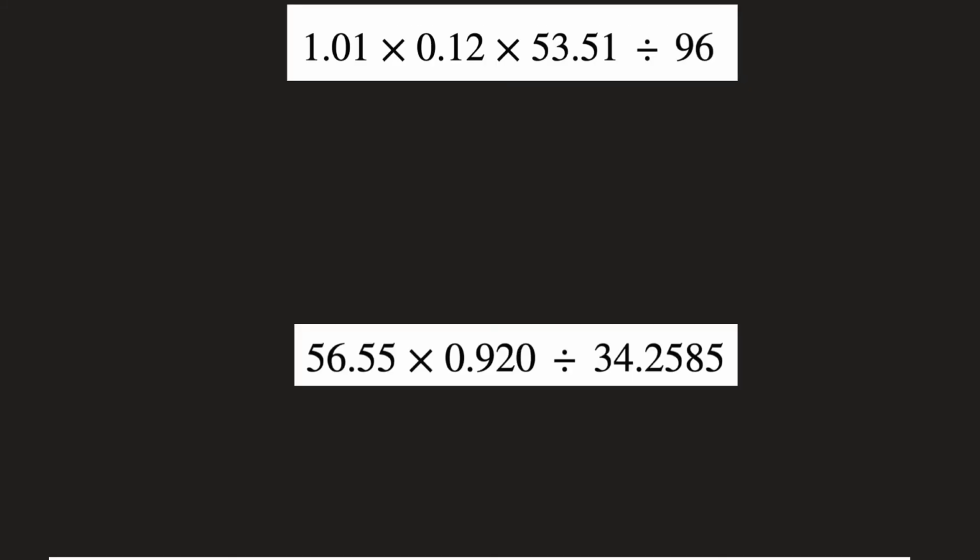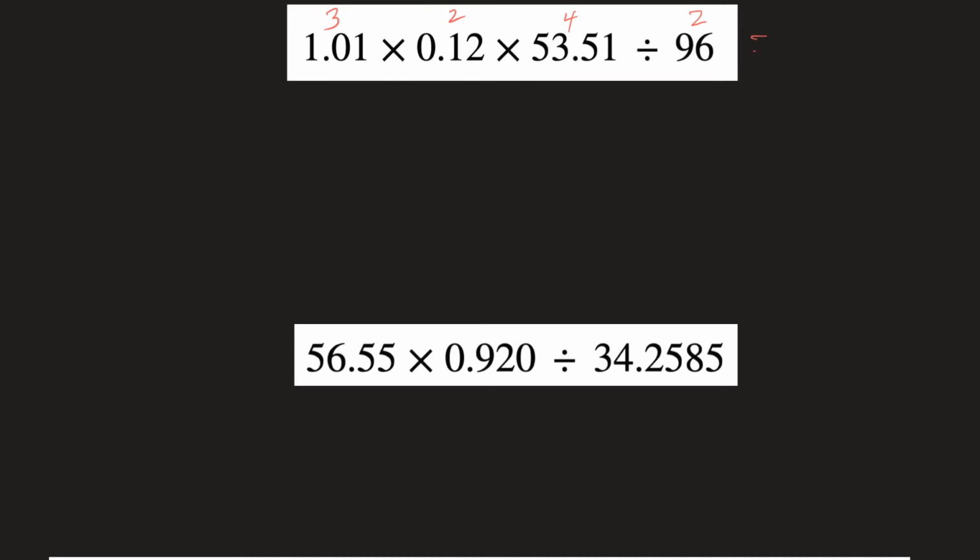Here are some other sample problems to walk through. I'm going to write above these the number of significant digits. So 1.01 has three significant figures. 0.12 has two significant figures. 53.51 has four significant figures. And then we're dividing by 96. And the 96 has two significant digits. So I'm going to go ahead and do that math. 1.01 times 0.12 times 53.51 divided by 96.